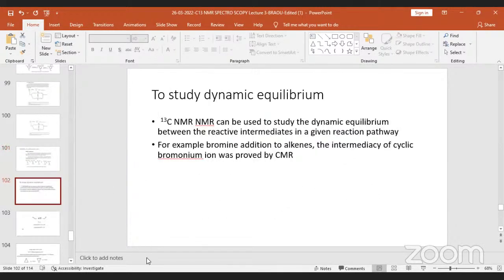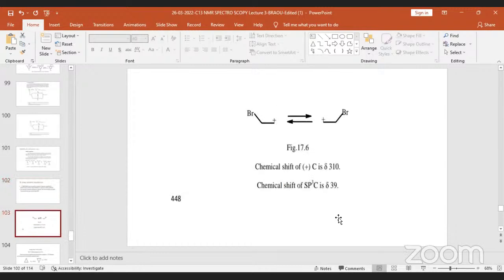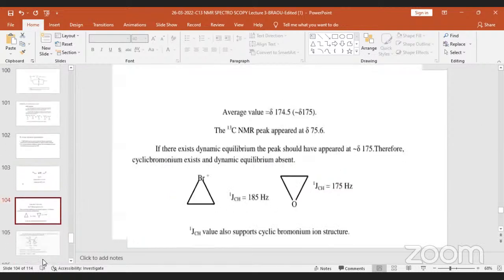C13 NMR is also helpful to study the dynamic equilibrium between reactive intermediates in a given reaction pathway. For example, bromine addition. You know pretty well, a cyclic bromonium ion is proposed. Cyclic bromonium ion structure is proposed in case of bromine addition to a double bond.